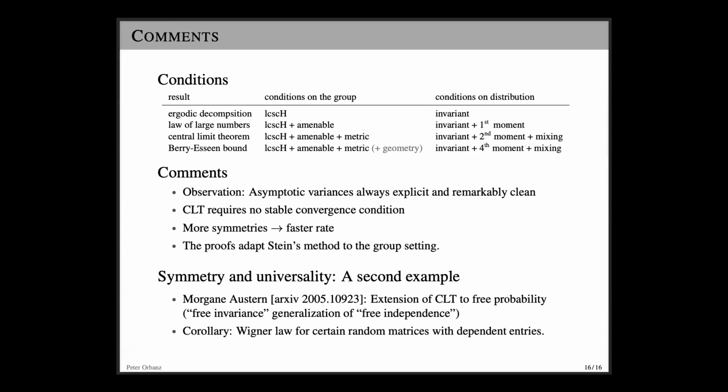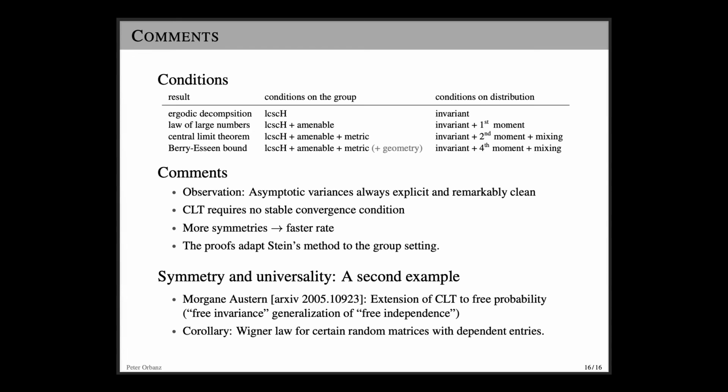And then for the central limit theorem, we need the same thing plus amenable, plus a metric on the group. We need to choose a specific metric because we need the metric to define the mixing condition. In a rate of convergence result, you always need some kind of metric somewhere, right? So here the way it enters is the mixing. And then for a Berry-Esseen bound, which bounds the speed with which that happens, basically the same thing, and I've written in parentheses plus geometry here. You don't need anything specific about the geometry beyond the metric for the theorem to hold, but the function that upper bounds it depends on how the metric behaves in this group.